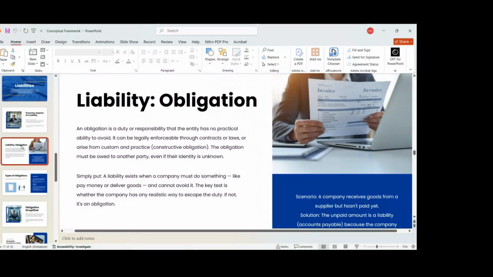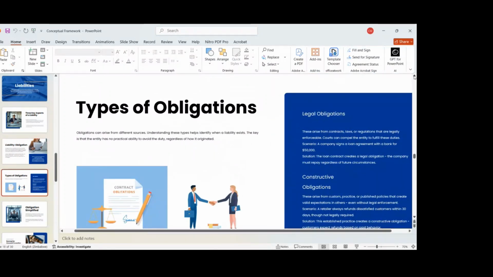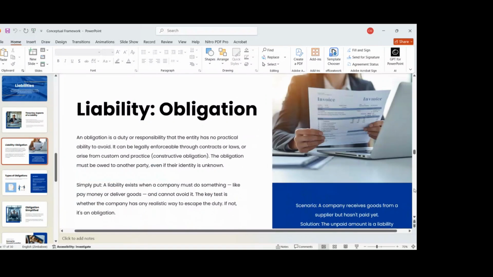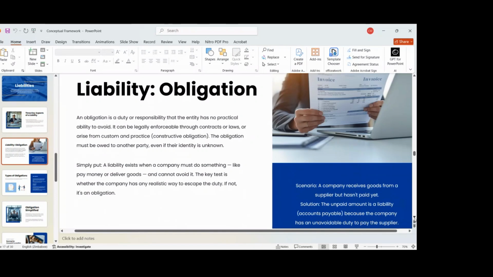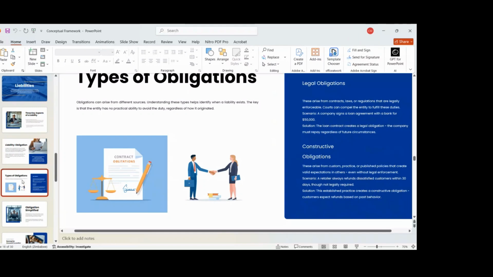Simply put, a liability exists when a company must do something like pay money or deliver goods and cannot avoid it. So the key test is whether the company has any realistic way to escape the duty. If we cannot escape the duty, it becomes an obligation. A simple scenario: a company receives goods from a supplier, but hasn't paid yet. The unpaid amount is a liability, your accounts payable, because the company has an unavoidable duty to pay the supplier. If you've got any questions, please make sure you unmute.